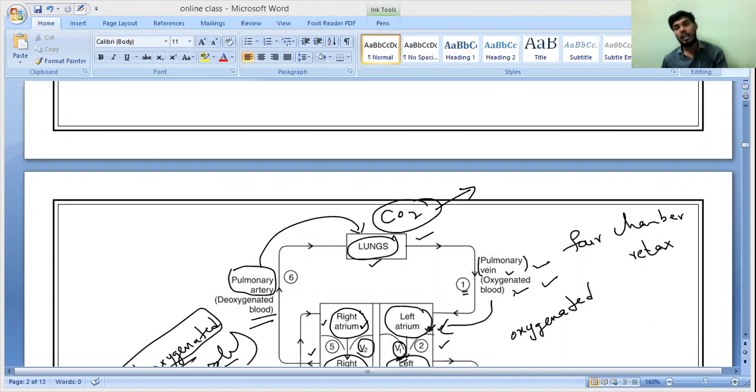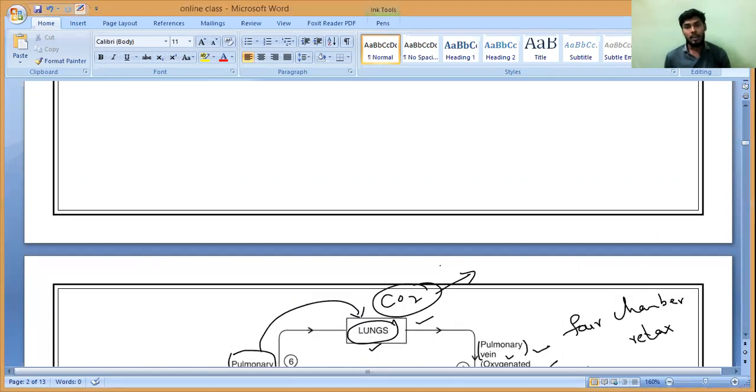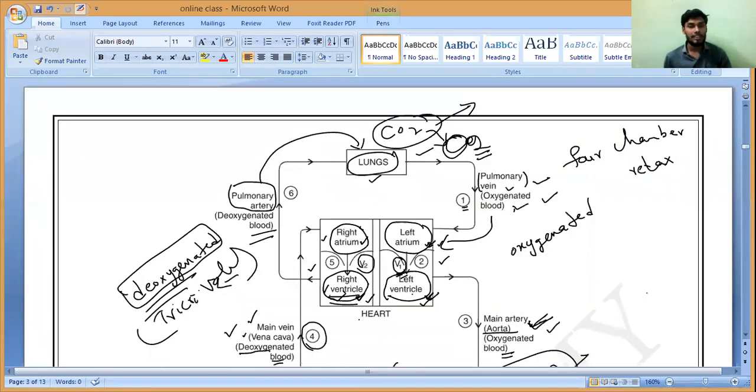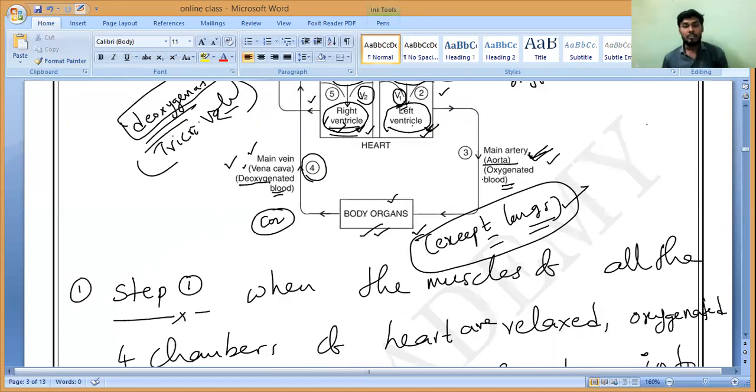Again, that blood becomes what? Carbon dioxide is released and it is filled with oxygen. So the deoxygenated blood is turned into oxygenated blood. After step 6, again which step will come? From the lungs into the left atrium by only one vein called what? Pulmonary vein. Do you all understand? Yes, sir.